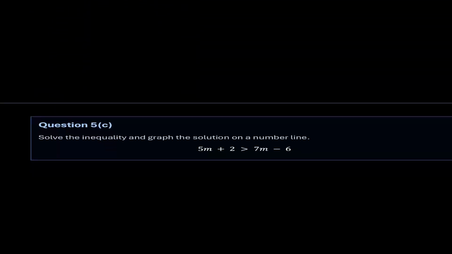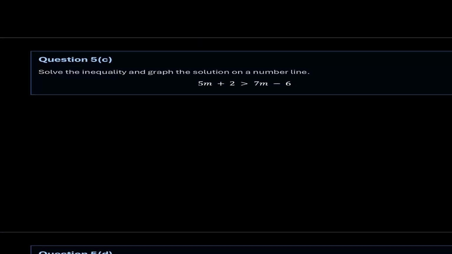Nice. Okay. How about this? This one's a bit more challenging. So we have 5m plus 2 is greater than 7m take 6. So let's give this a go. Let's write it out.